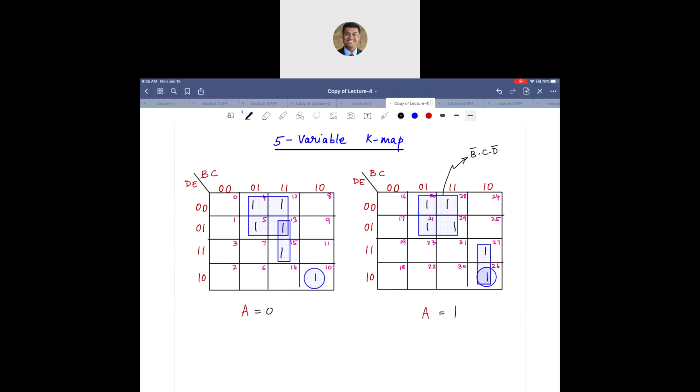Let's see. D is a 0 there. Yes. C is a 1 there. Yes. And B is changing, E is changing, A is changing. Is B changing? Yes. 0 to 1. Let me verify this again. C is a 1. Yes. D is a 0. D complement. Yes. A is changing. B is changing. Yes. So it's simply C and D complement.